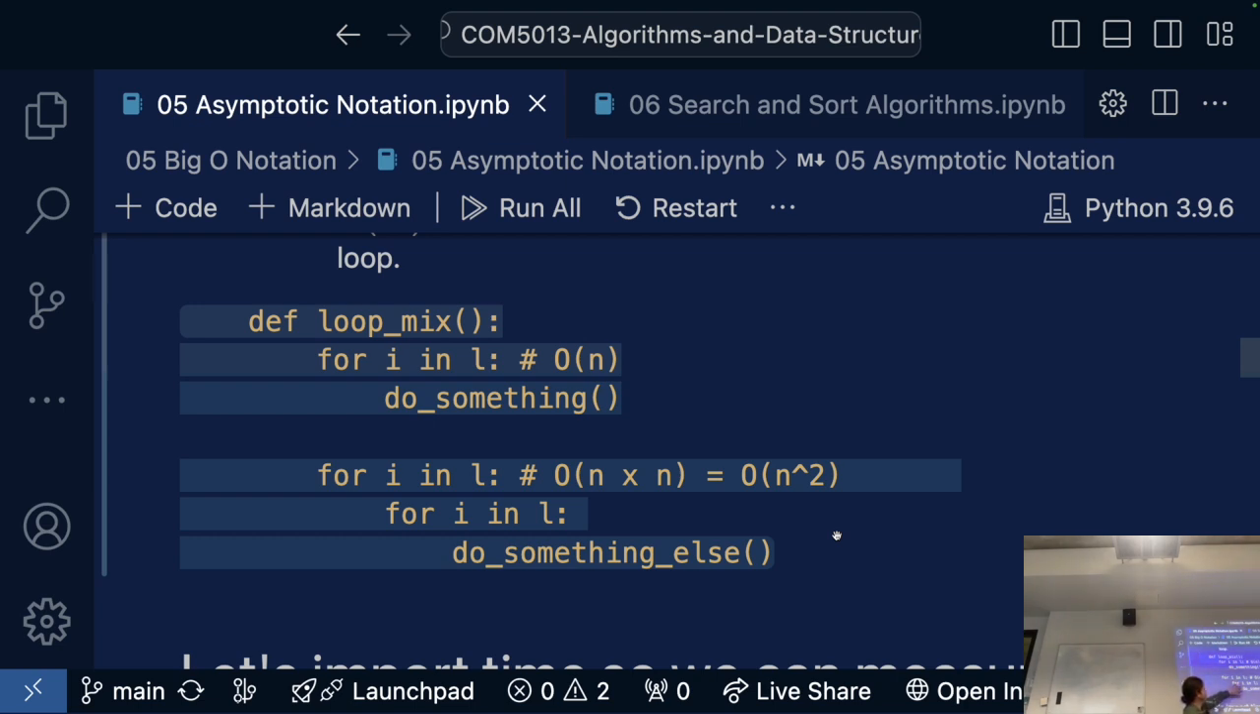So O of n squared here and O of n. Out of the two, we've got two different classifications, haven't we? This is a very strange example, but it's here to make a point. You generally wouldn't have this. But if we had to classify our overall algorithm, which one of the two would be a better fit?